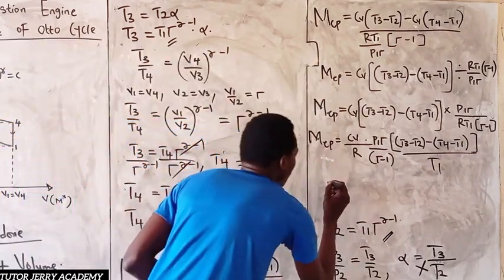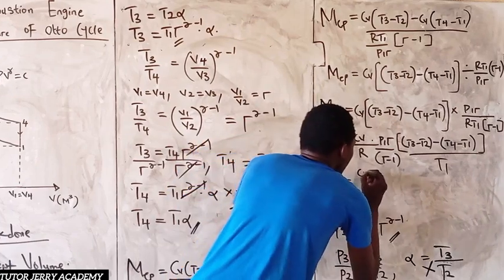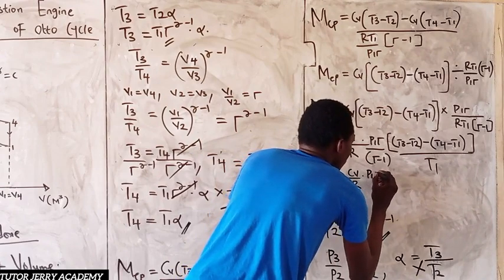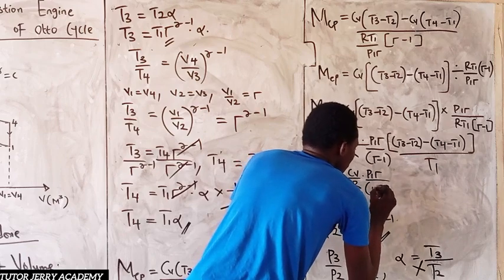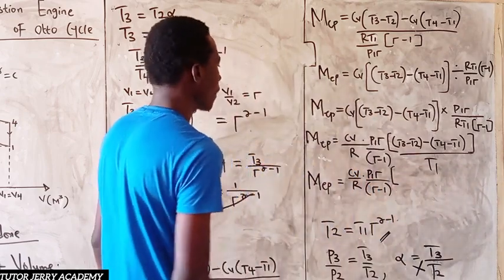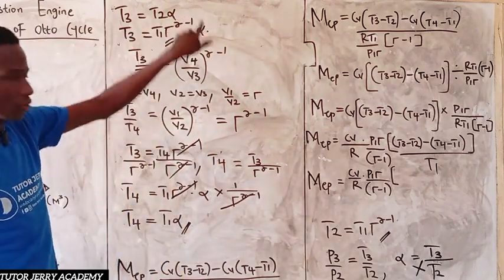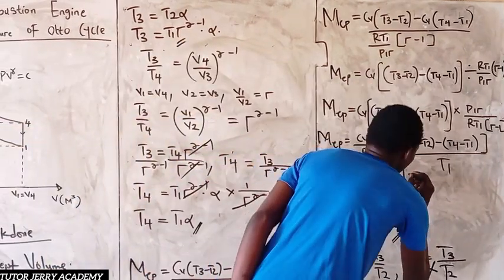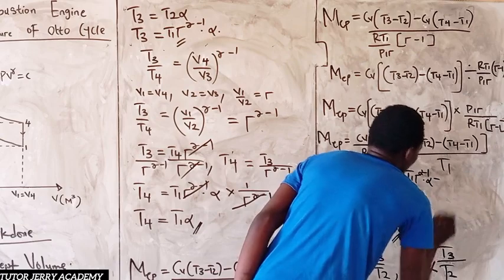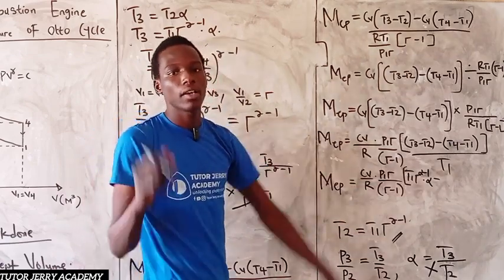So mean effective pressure, MEP, will be equal to CV all over R, multiplying P1 compression ratio all over the bracket of compression ratio minus 1 into what? Now, I have my T3. Of course, my T3 is nothing but T1 compression ratio to the power of gamma minus 1 multiplied by alpha. So if I substitute down here, I have T1 compression ratio to the power of gamma minus 1 multiplied by alpha. T3 minus T2. What's my T2? My T2 is T1 compression ratio to the power of gamma minus 1.